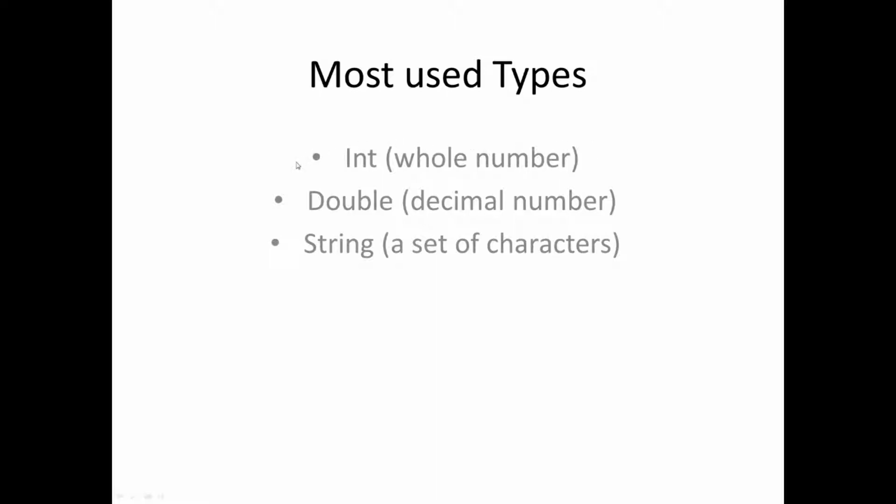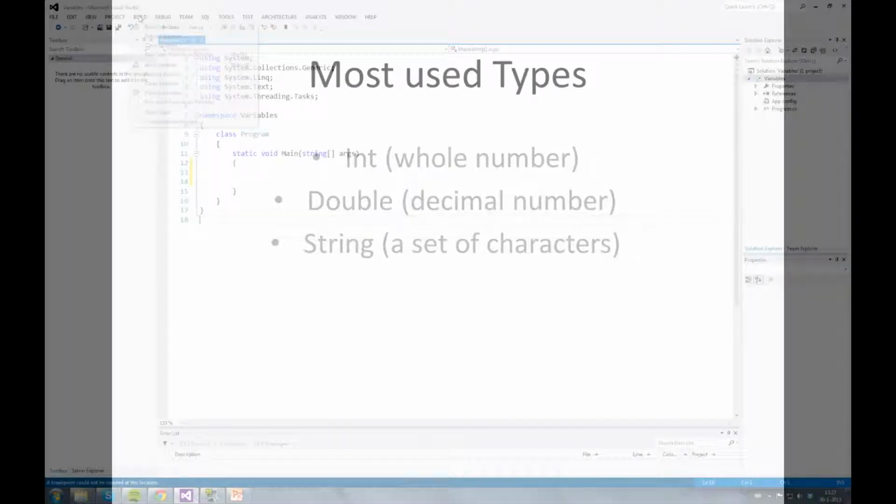And last but not least, we'll be looking at the string type, which contains a character or a set of characters, say the letter A, or maybe the text hello. It can also contain numbers, but mind you that if you type numbers in a string, you cannot calculate with it until you've converted it back to an int or a double.